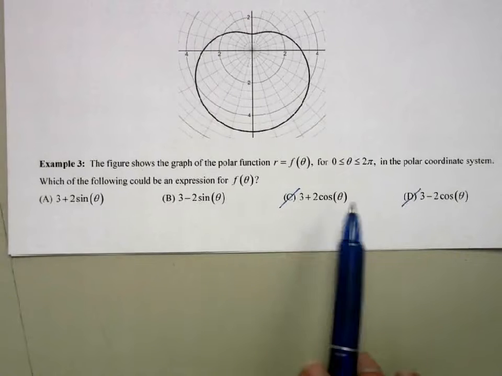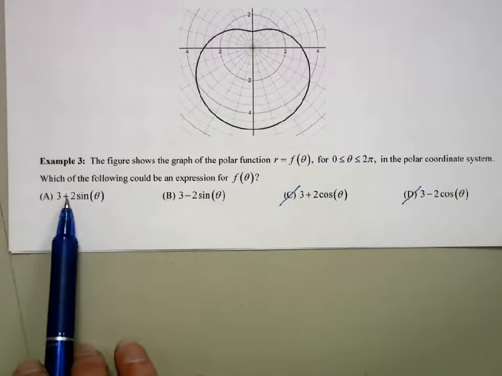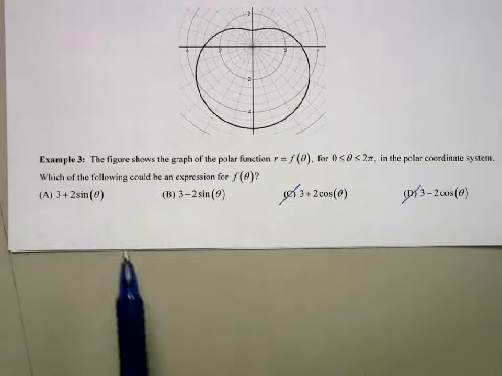So now we're down to these two. The only difference is a plus and a minus. So I'm going to pick a test point, and I'm going to pick pi over 2.